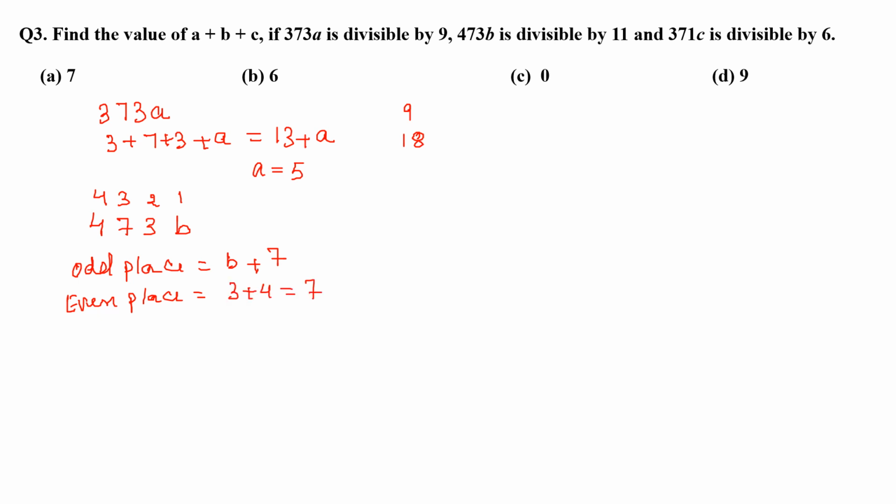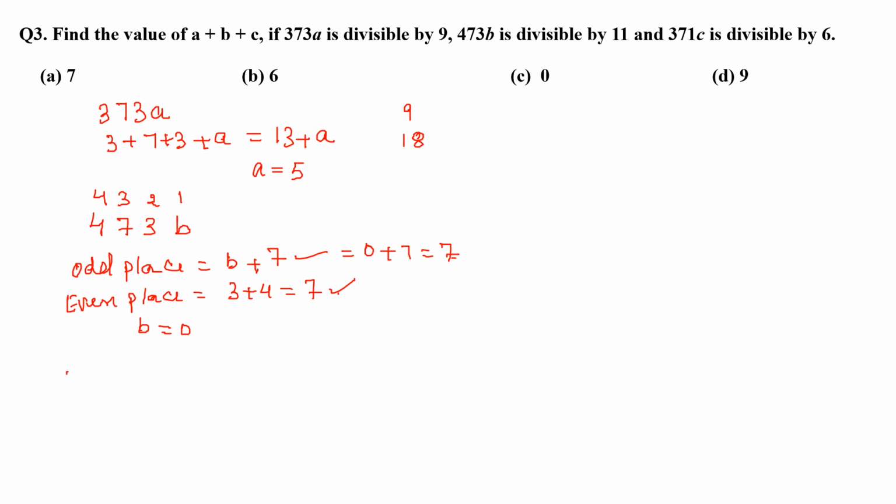Now the divisibility rule tells that if I find the difference of these two sums, either it should come 0 or it should be a multiple of 11. Now you can see the sum of the digits in the even places is 7, in the odd places it is 7 plus b. So if I put b as 0, then my sum will become 0 plus 7 which is 7, and the difference of the sums of the digits in odd and even places, 7 minus 7, will give me 0, so it will become divisible by 11. So the b value will be 0.